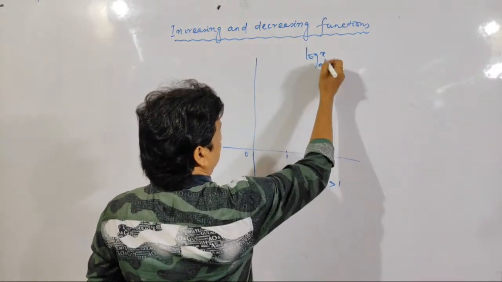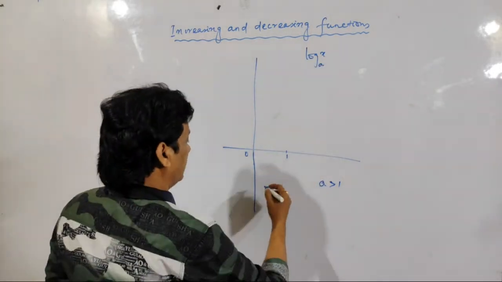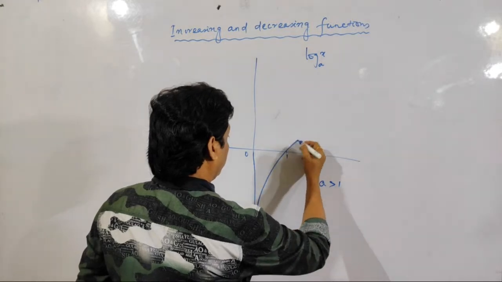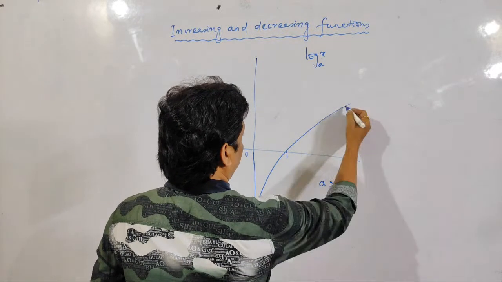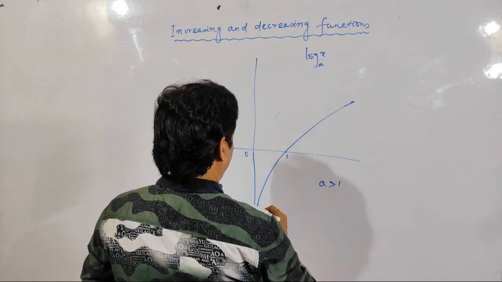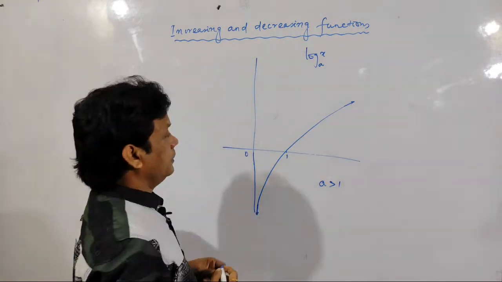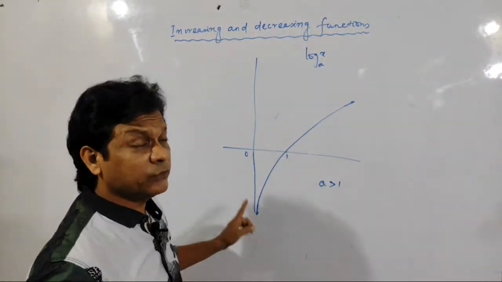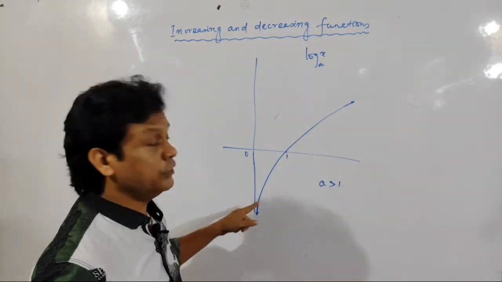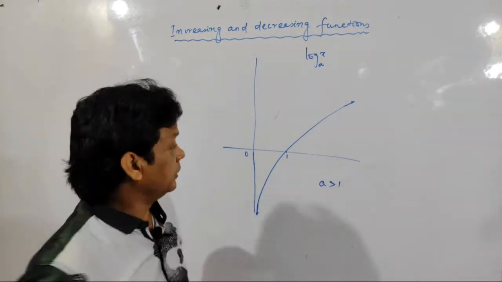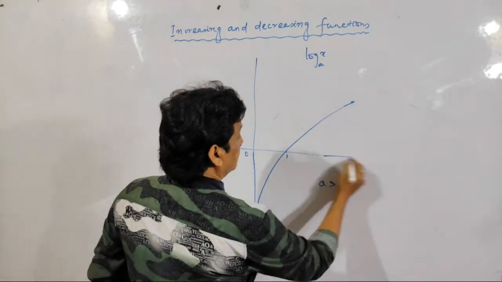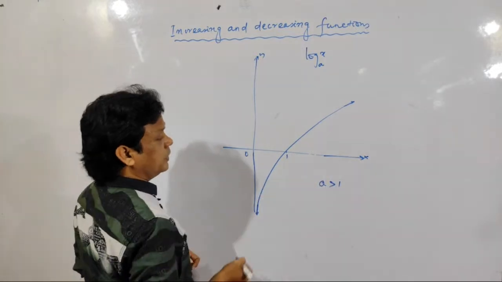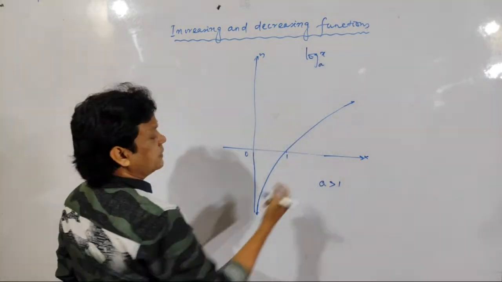Log x to the base a. So the graph will be like this. It will not touch the y-axis. In this case, the y-axis is an asymptote. Clear? And this is the graph for log x to the base a when a is greater than 1.